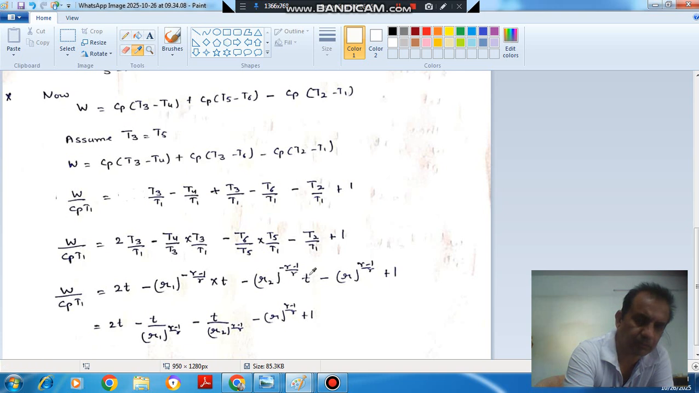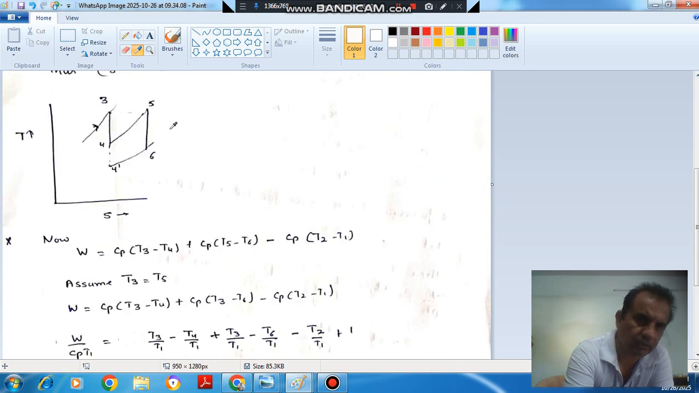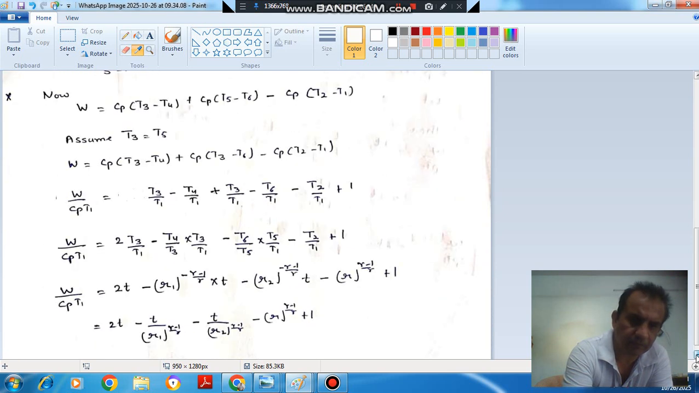Okay. R2 is the pressure ratio of the second or low pressure turbine. Okay. And T5 by T1 is T, because T5 is equal to T. And now this T2 by T1 is R raised to the power (gamma minus 1) by gamma. R is the overall pressure ratio. That means R is equal to R1 into R2. That is for the high pressure turbine, that is for the low pressure turbine, and that is overall.